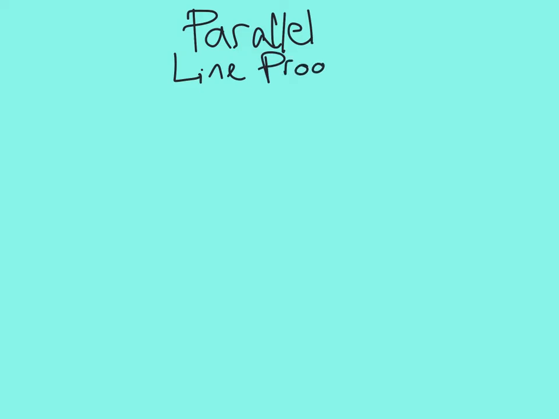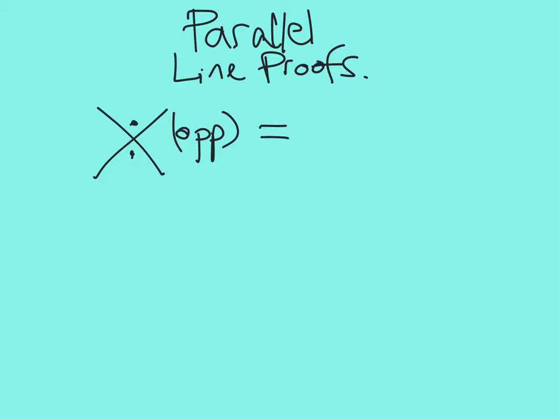Okay everyone, I'm going to do a quick review of the stuff that we've covered so far and then also get into parallel line proofs. So essentially we're looking at parallel line proofs. Okay, so far from grade 7 you learned that opposite angles, that's your proof, are equal.